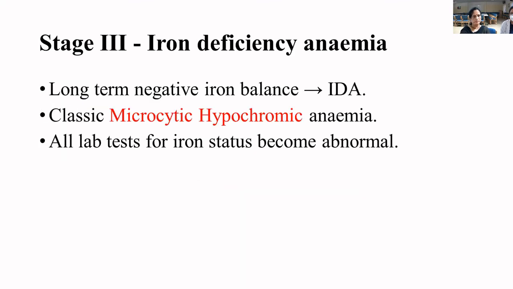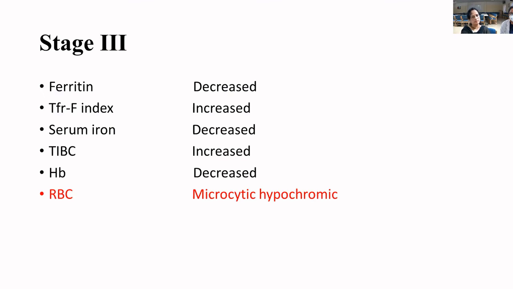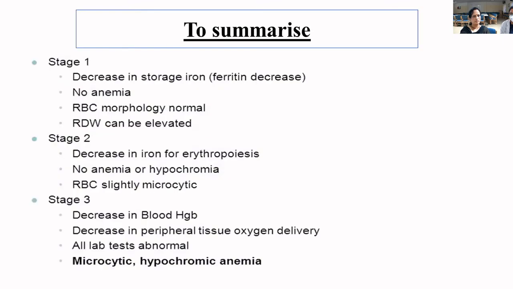Fine. In stage 3 iron deficiency anemia, long-term negative iron balance will be seen. So in iron deficiency anemia, the classic microcytic hypochromic blood picture will be seen, and all lab tests for iron status become abnormal. If we see the ferrokinetics, ferritin will be decreased. Transferrin to ferritin index increased. Serum iron decreased. Total iron binding capacity will increase. Hemoglobin in this will be decreased and microcytic hypochromic blood picture.